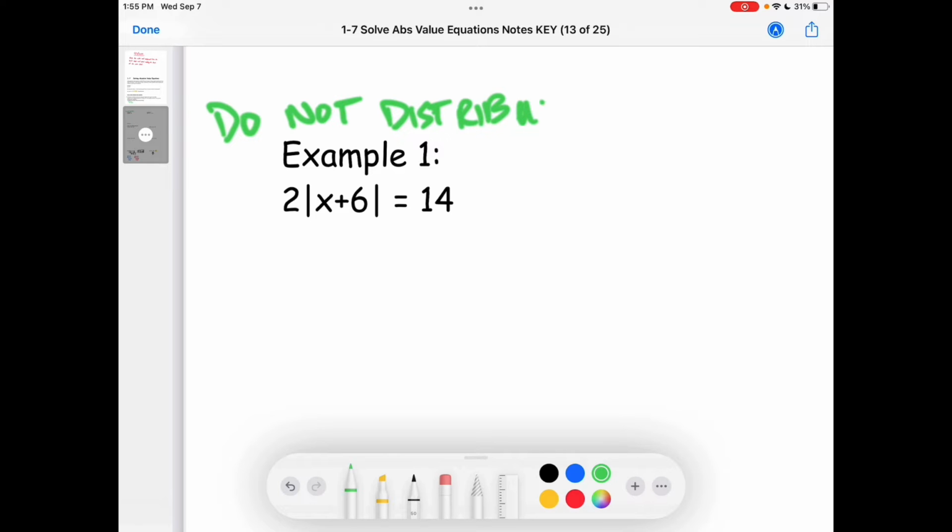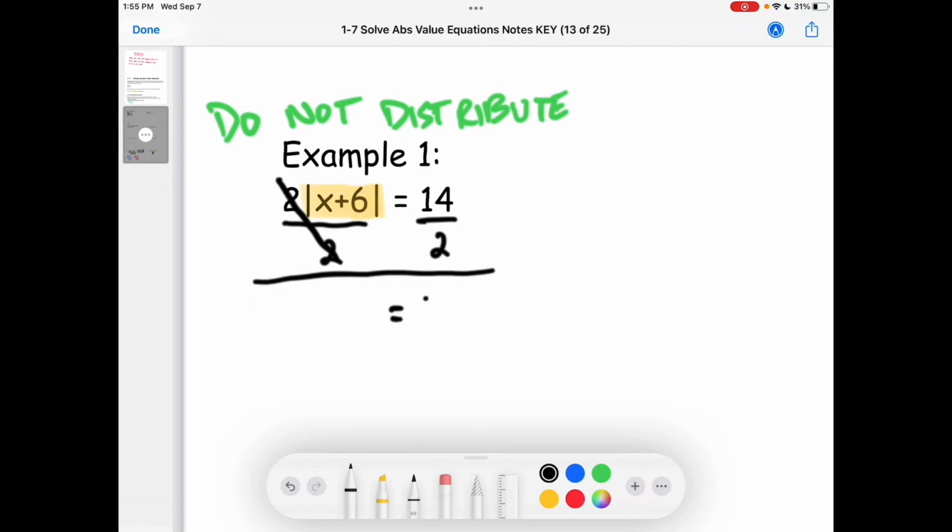It is very important that we do not distribute anything, because those vertical bars are not parentheses. They don't work the same as parentheses. Our step number 1 for solving any of these equations has to be to get the absolute value part by itself. We want this thing to be completely isolated. So what we're going to do is divide by 2. We're going to get rid of that coefficient by dividing it out. That goes away.